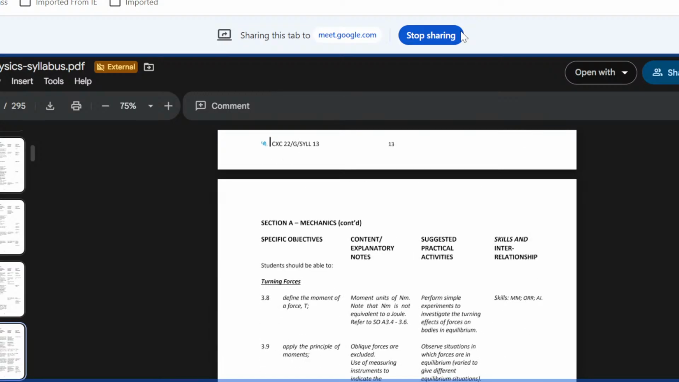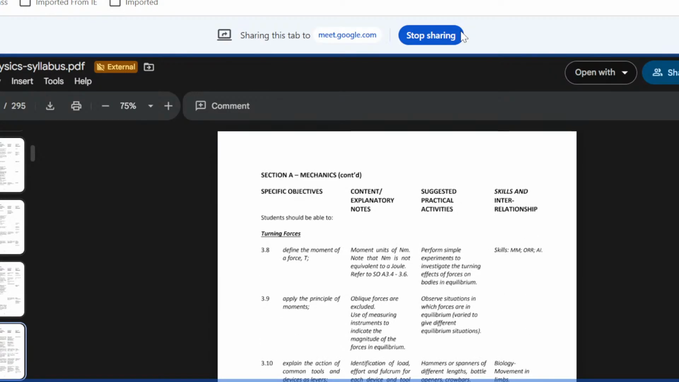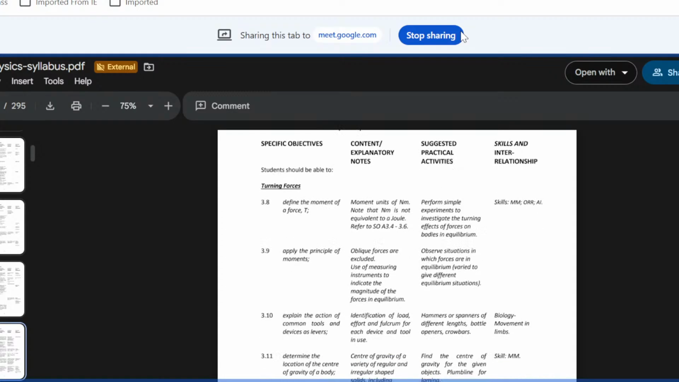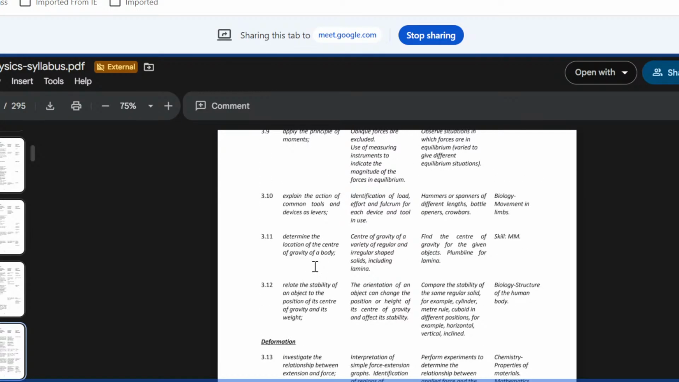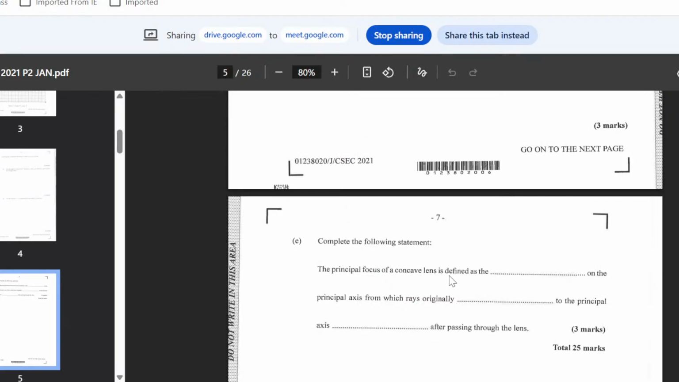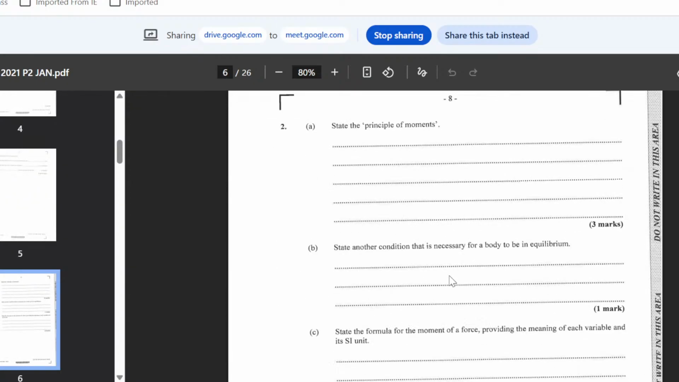Alright, one strategy that I would use is to scan through the syllabus and look for all the laws and the principles that you need to know. So the first one there, principle of moments. Somebody remind me quickly what the principle of moments is about. Yes, go ahead. The ability of an object to complete the movement around a fulcrum when a force is acted upon it. That's the principle.